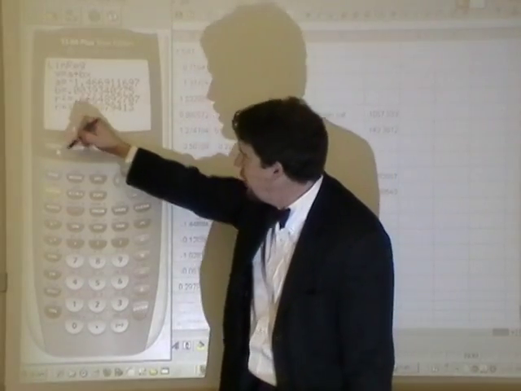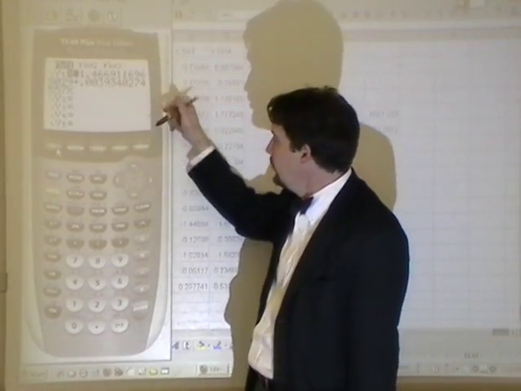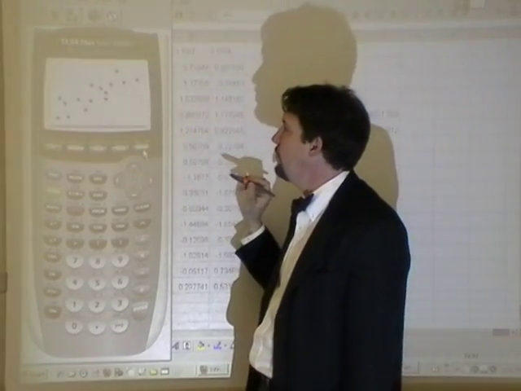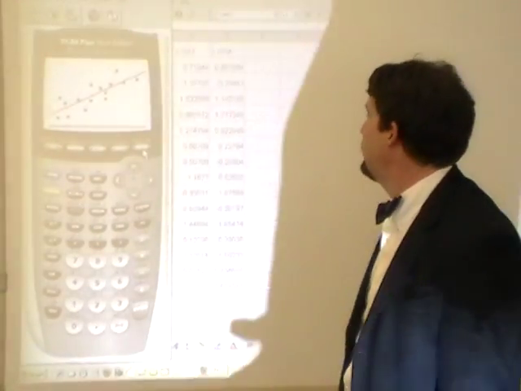But if I go to Y equals, there's the equation. It's been dumped there automatically. So now if I go back and hit the graph button, there's the original graph, and there is the line of best fit. Yeehaw! It's the line of best fit.